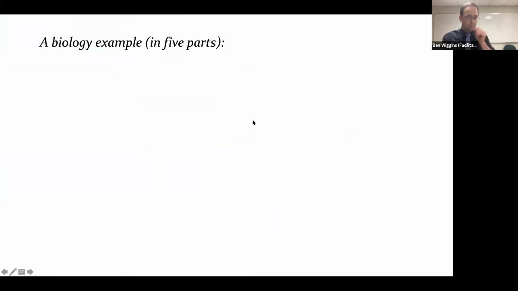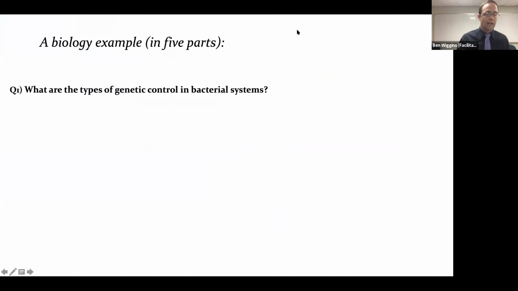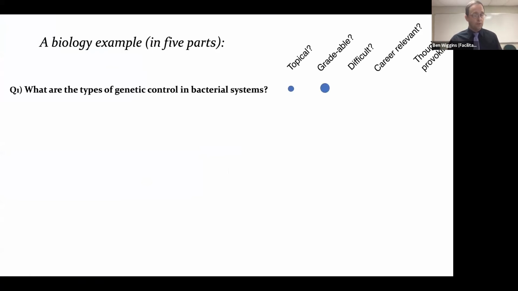So here are some examples that I want to throw at you. And you do not need to have a biology or genetics background to understand this. I could ask students, tell me about the genetic control in bacterial systems. That's a relevant question. It's important for many courses. And if I do that, it's both topical and it's gradable. I can give this as a multiple choice question. So I get dots.